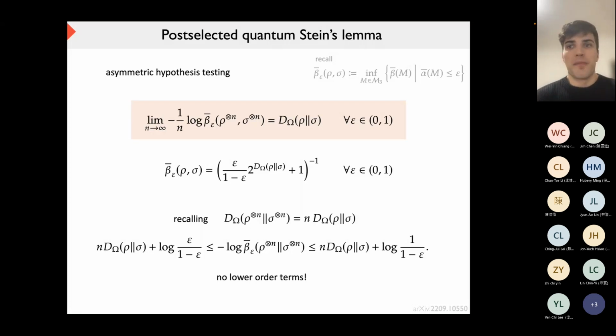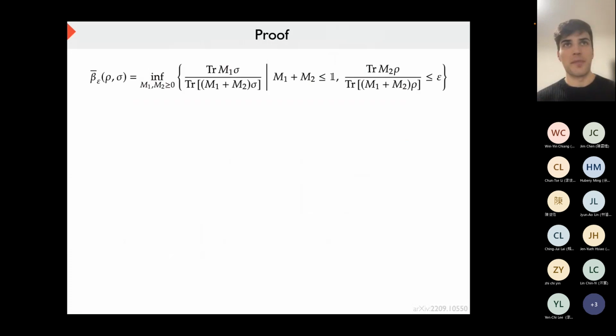And I want to actually go through a quick sketch of the proof because it's quite simple. This first result that we have is quite simple, so if you don't follow, don't worry. This will not matter later. But just to give you an idea, if you're interested, we have this expression for this optimized type 2 error of the post-selected error, the conditional error.